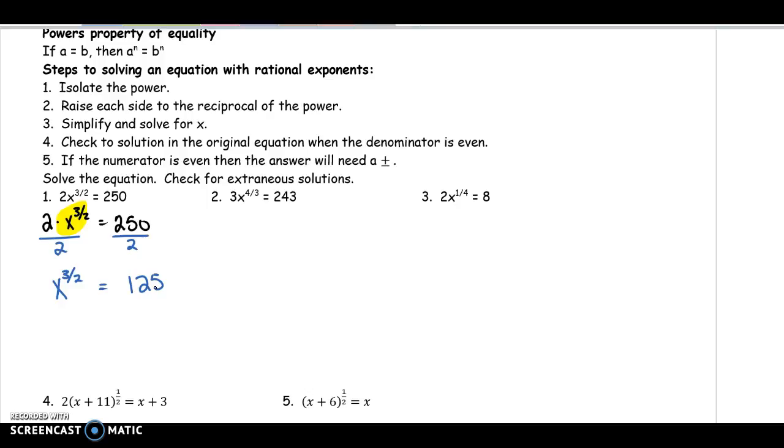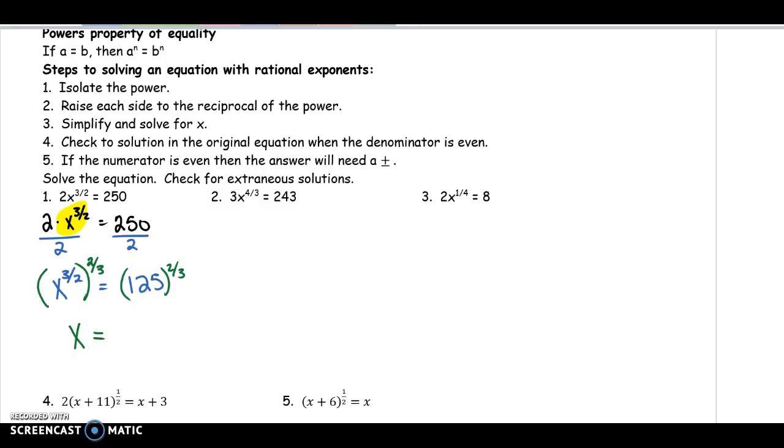Using the strategy that we just talked about, we want to get rid of the fraction of 3/2. We want 3/2 to become a 1. So we are going to raise both sides to the reciprocal of 3/2, which is 2/3. On the left side, you'd multiply those two fractions together, and you don't actually have to do that. You just know that a fraction times its reciprocal is 1, so we now have x, plain old ordinary x.